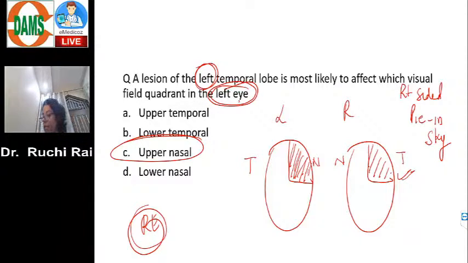Understood? Why is it C? Very good, Anjali. Sitakshi, Ragini, all of you, wonderful. All of you have now answered correctly. I'm worried, Prachi, good, you got it, beta? The answer has to be upper nasal for the left and upper temporal for the right.